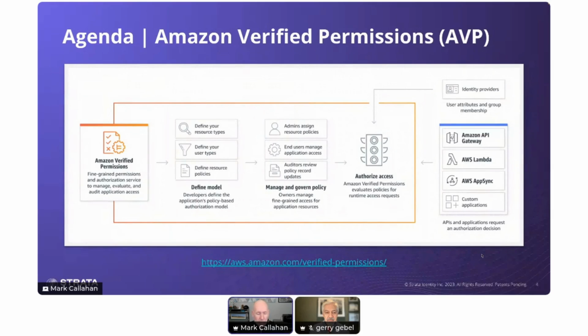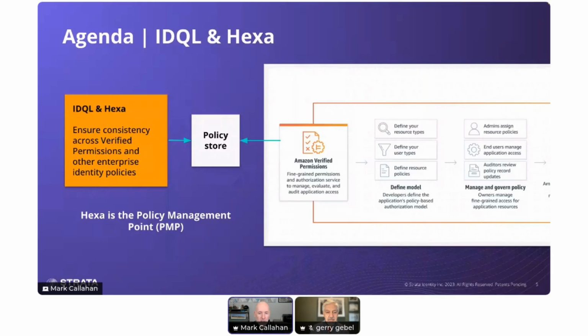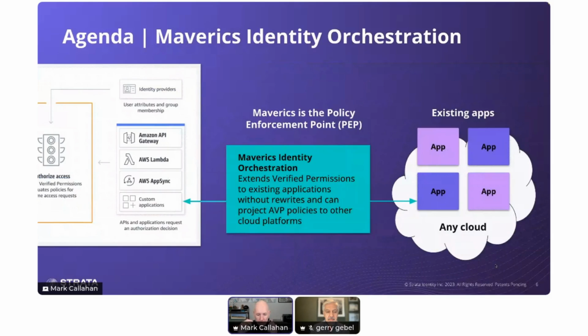As we look at our agenda, we're going to be covering three different topics today. First and foremost is, of course, what is Amazon Verified Permissions? We reference software for it, Hexa, which is now an open source project within the CNCF as a sandbox project. The second part of our session is going to be talking about how IDQL and Hexa interact and relate to AVP.